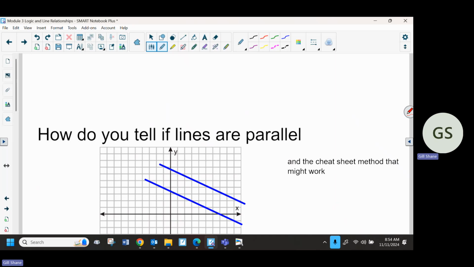Then just pick one point that's right on the line. Hopefully there's a good one. Like that's pretty close to right on the line. And now use your perpendicular slope to go toward the other line. And again, hopefully you land right on a point you can use. If you don't, you'll have to estimate.